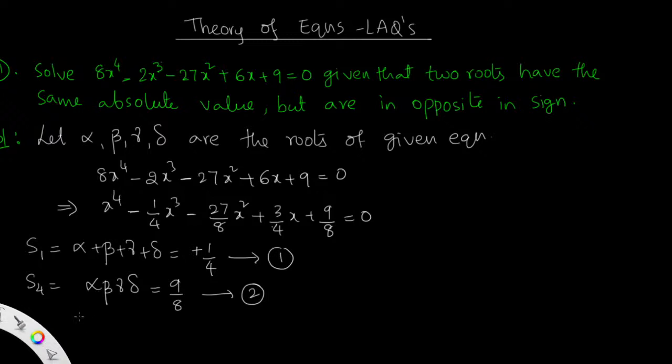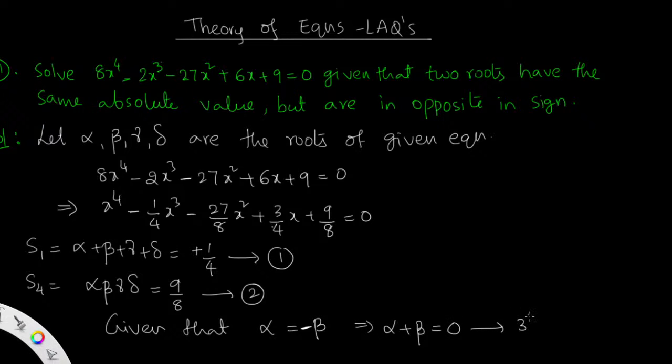So let us take the given condition: two roots having the same absolute value. Let it be alpha equal to beta. Any two roots let us take. Two roots have the same absolute value but are opposite in sign. Opposite means minus, so that implies alpha plus beta becomes 0.